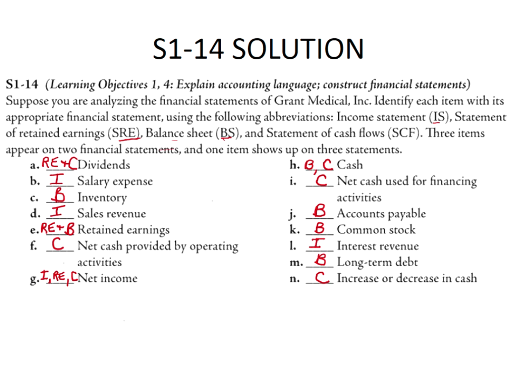J, accounts payable, is on the balance sheet, that's a liability. Common stock is an equity account on the balance sheet as well. Interest revenue is on the income statement. Long-term debt is a liability on the balance sheet. And then finally, increase or decrease in cash, just the change in cash, that's on the statement of cash flows.